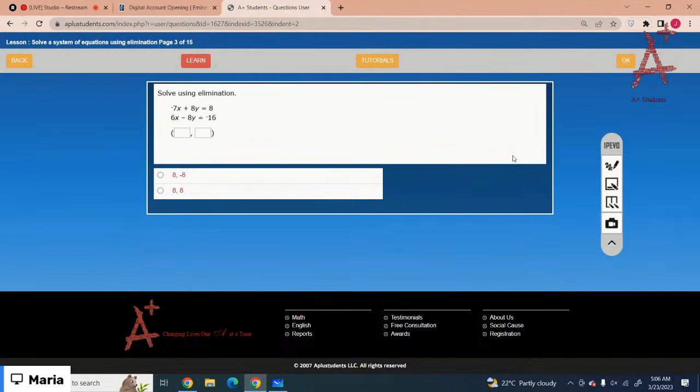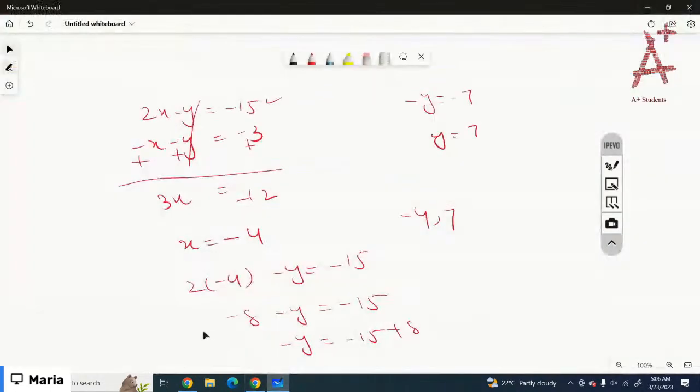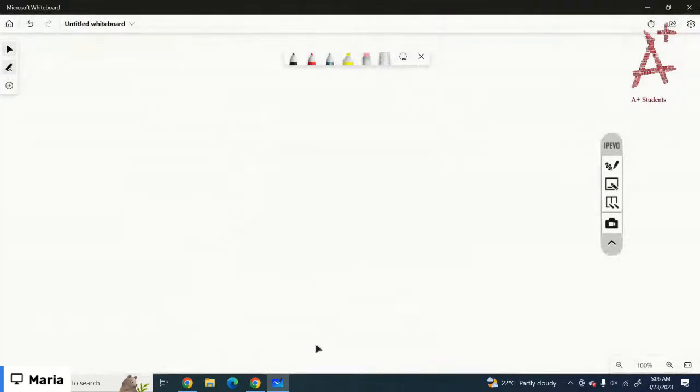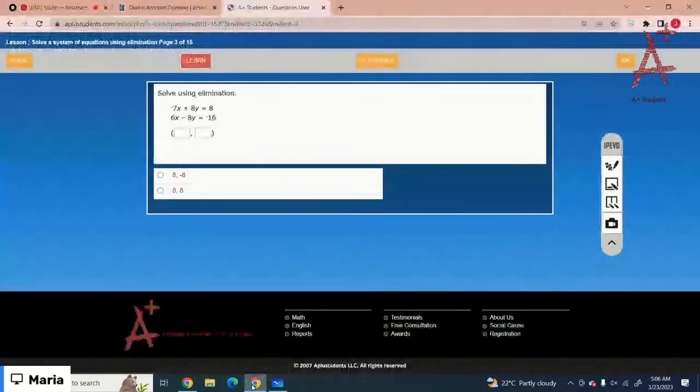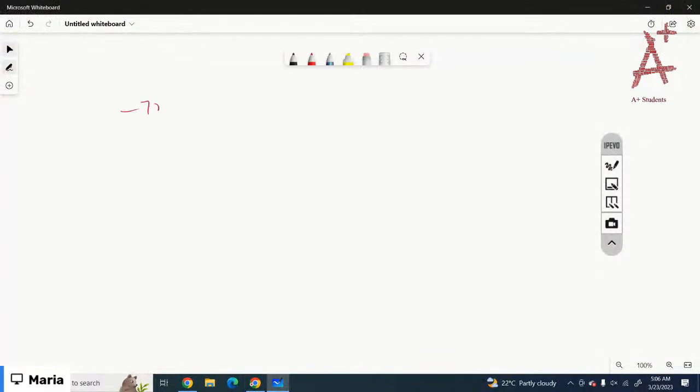Okay, let's do another question. If you have any questions, you can ask. I'm here to answer all your questions and confusions if you have any. Okay, the next one is negative 7x plus 8y equals 8. And the second one is 6x minus 8y equals negative 16. Okay, we can eliminate y by adding both the equations.